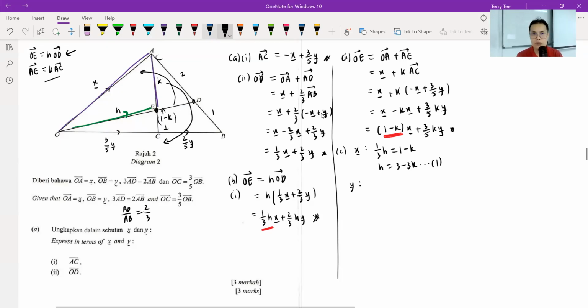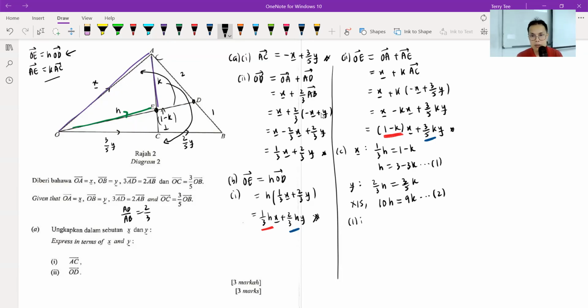So 2 over 3h is 3 over 5k. If you don't like fractions, just multiply everybody by 15. If I times 15, 2 times 15 is 30, and 30 divided by 3 is 10. 15 times 3 is 45, and 45 divided by 5 is 9. So this is your equation number 2.